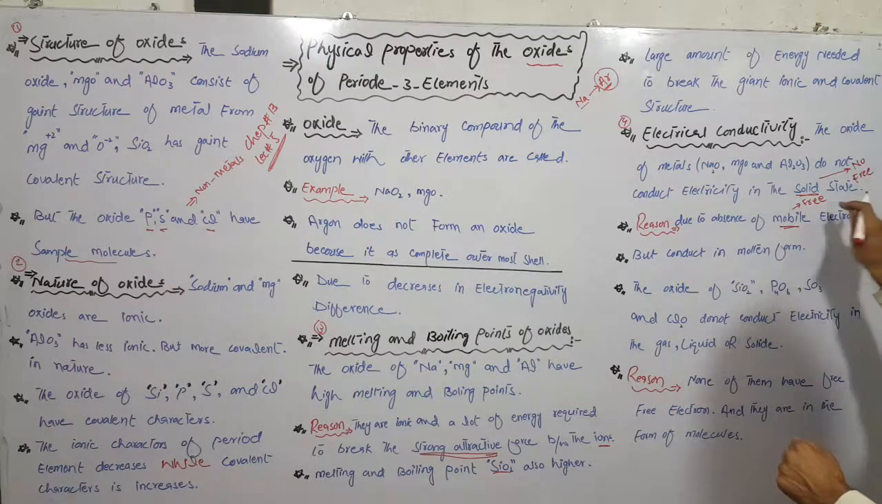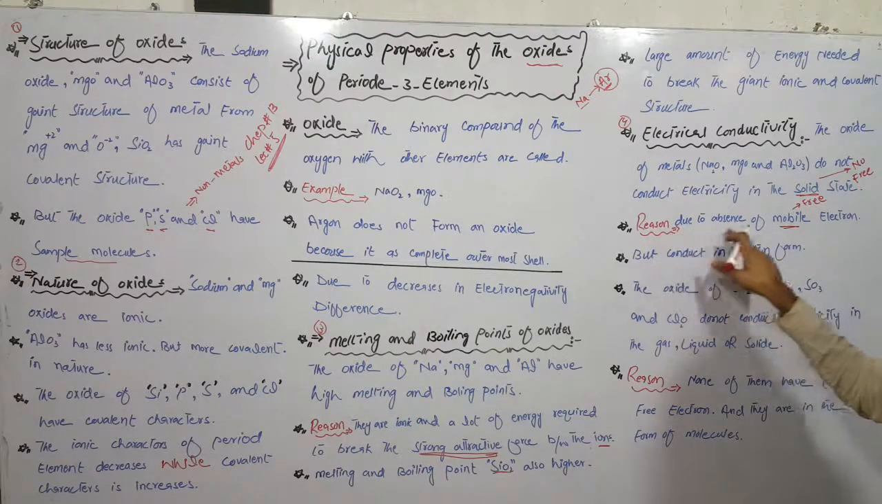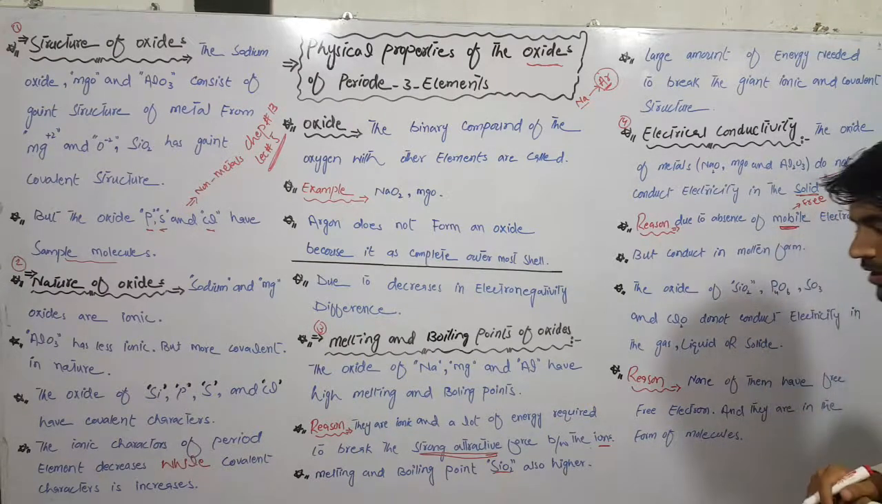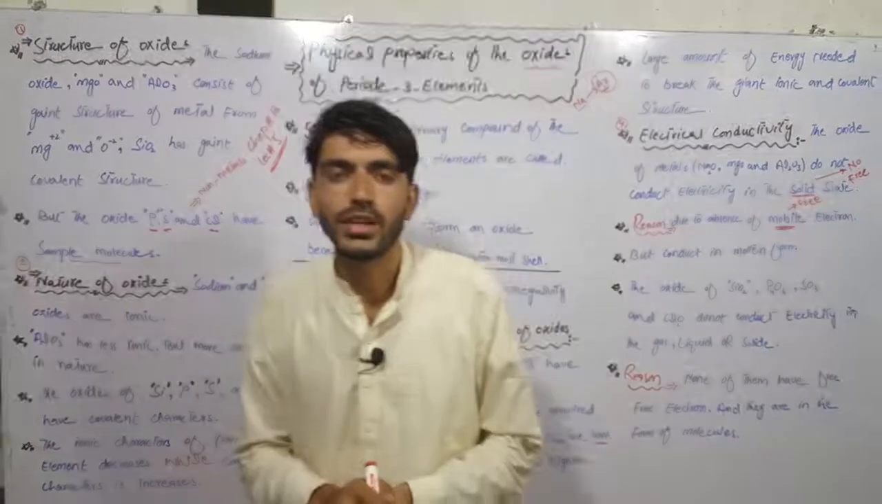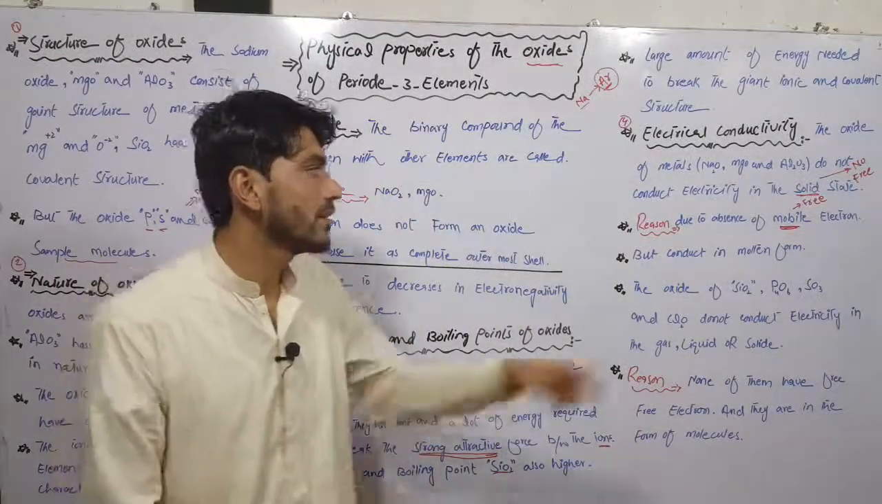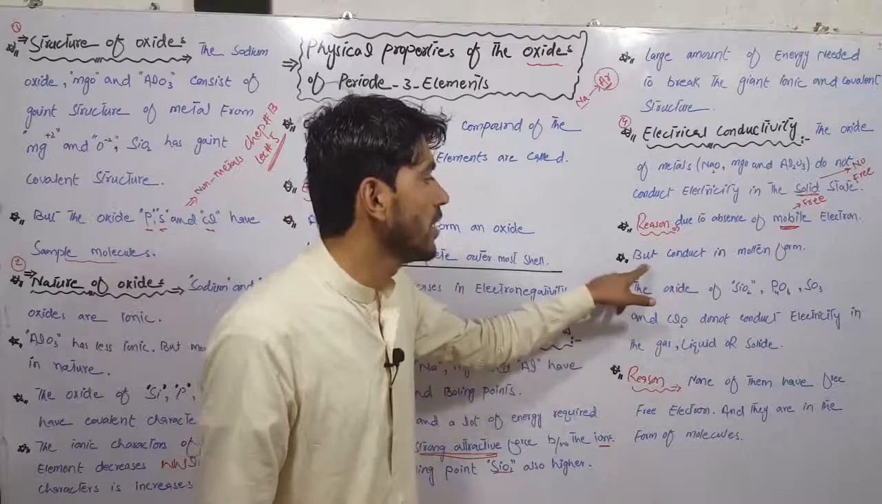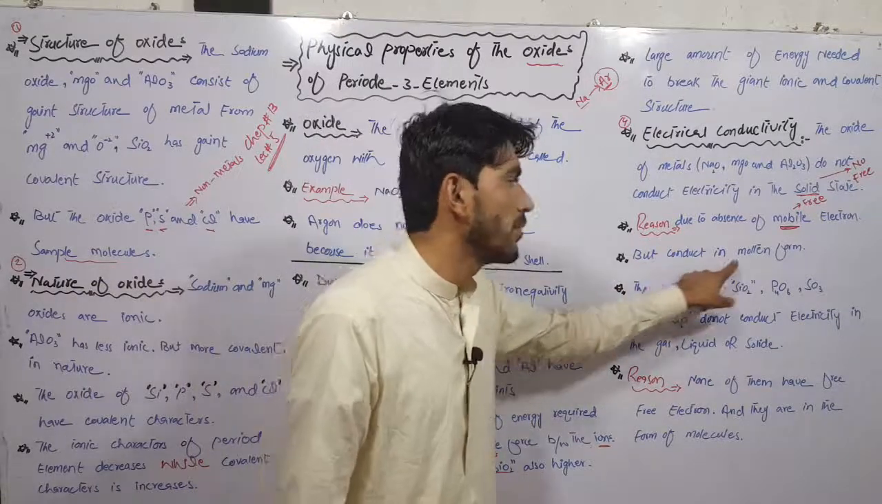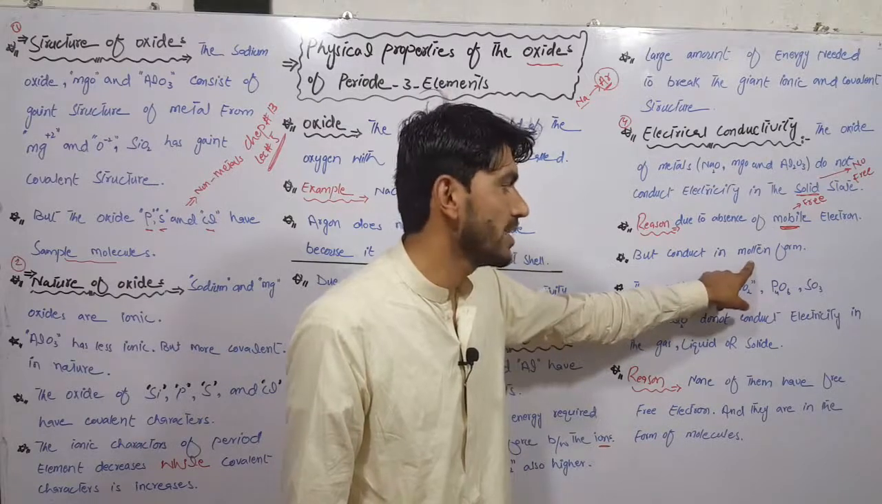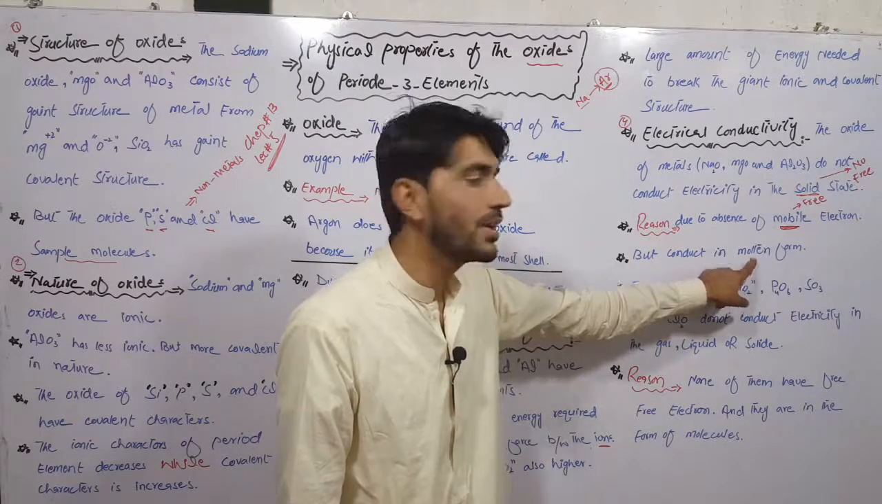No free electrons. Reason: due to absence of mobile electrons. Clear? Mobile means free, no free electrons in solid state. That's why no electricity can pass here. They cannot conduct in solid state, but they conduct in molten form. Whenever they convert into liquid state, free electrons can come here.